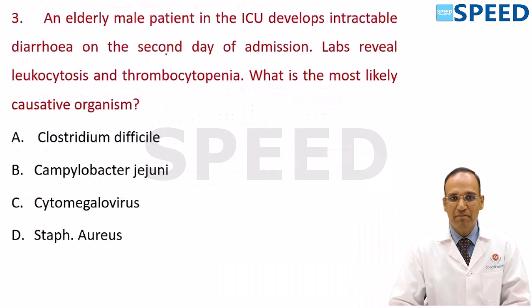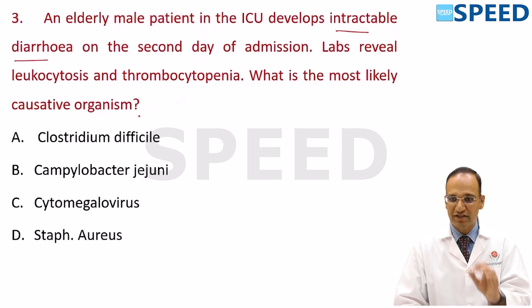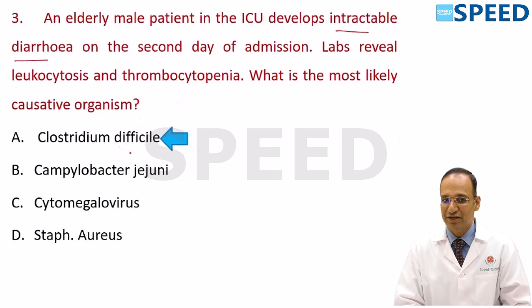An elderly male patient in ICU develops an intractable diarrhea on the second day of admission. The most important point here is the intractable diarrhea. Now, lab reveals leukocytosis and thrombocytopenia. What is the most likely diagnosis? It's a straightforward and simple question. The answer is Clostridium difficile infection.